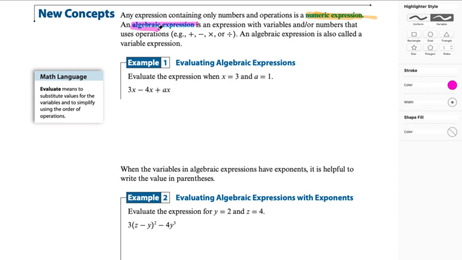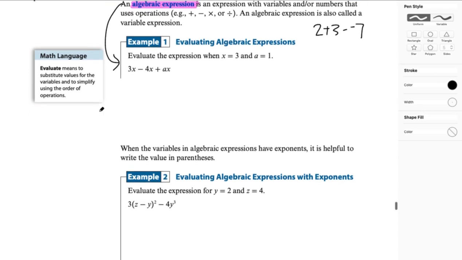So when we have a math sentence, or a math expression really, that has just numbers and operations, so 2 plus 3 minus -7, this is a numeric expression. However, an algebraic expression has got to have variables and/or numbers that are using the operation signs, so plus, minus, and all of that stuff. So we're going to be looking at algebraic expressions in a lot of these problems here.